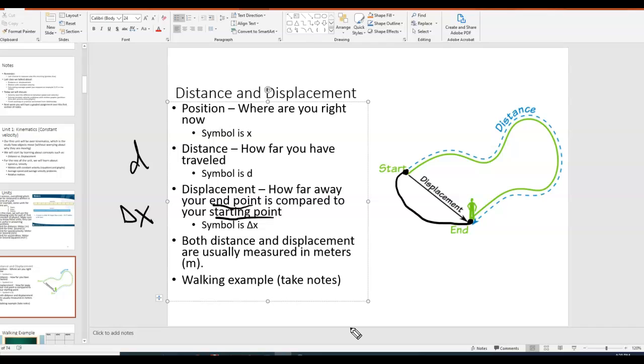Now, we're going to do some examples so you can see more clearly what the difference between distance and displacement is. Please pause the video there in case you need to add any of that to your notes, which I would.